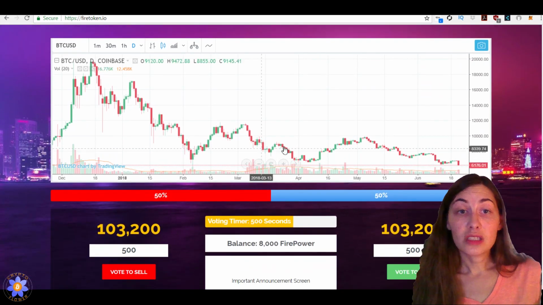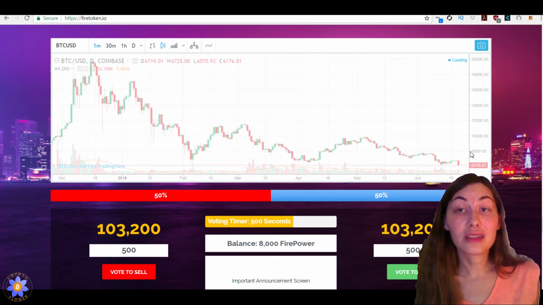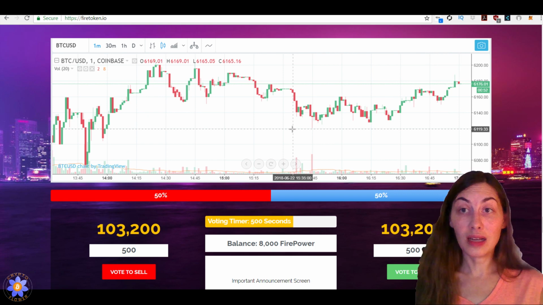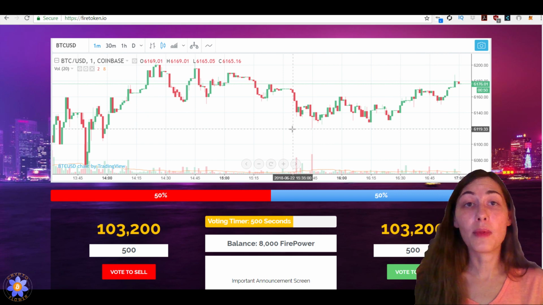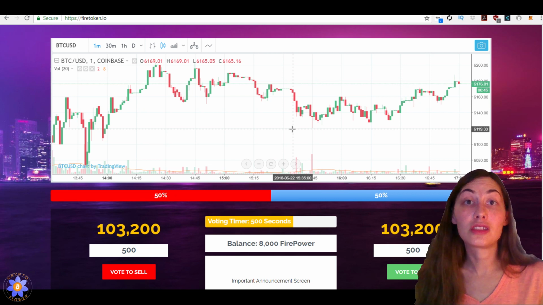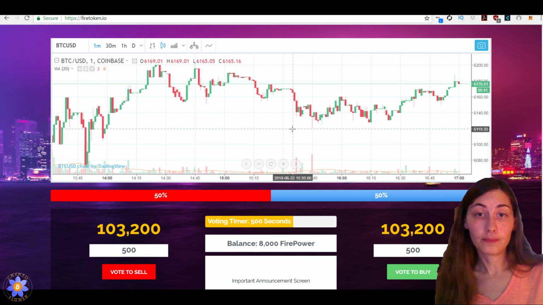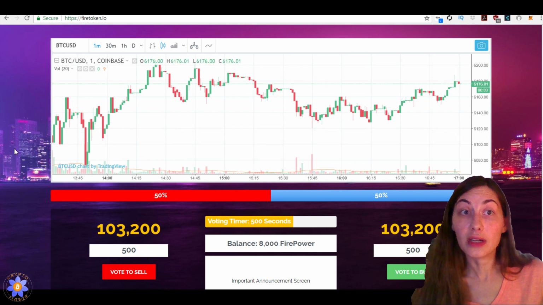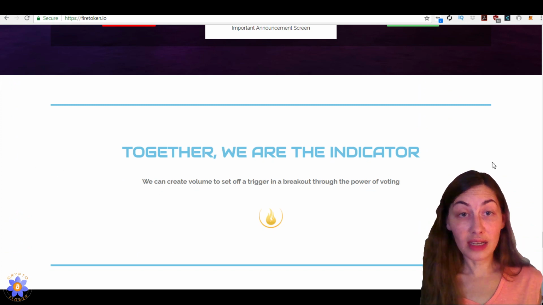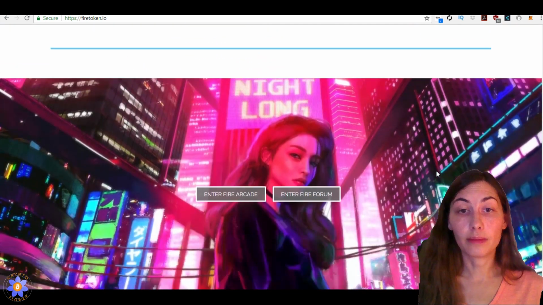You just choose buy or sell. You can look at 1 minute candles here and see a pretty good indication of what's going on in real time. This is just another avenue to add into your research for your trades and what you're looking at. And that's just the community sentiment, basically. So together, we are the indicator. We can create volume to set off a trigger and a breakout through the power of voting.